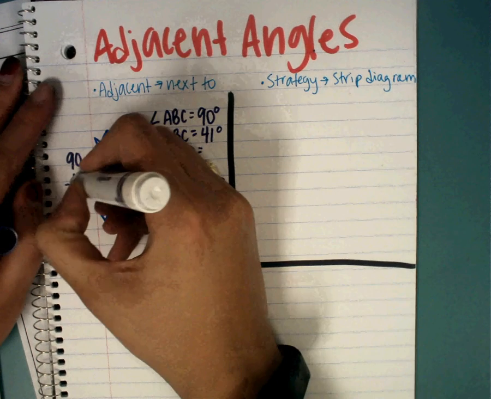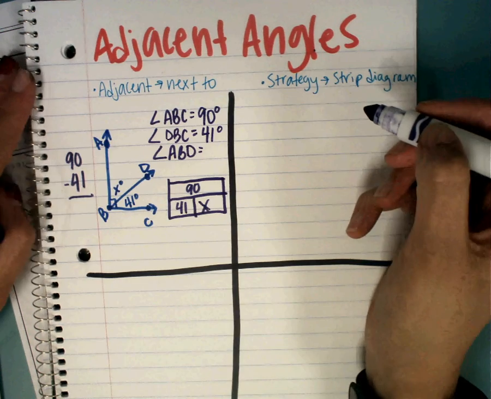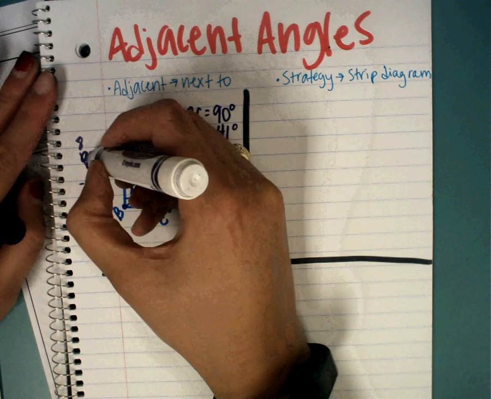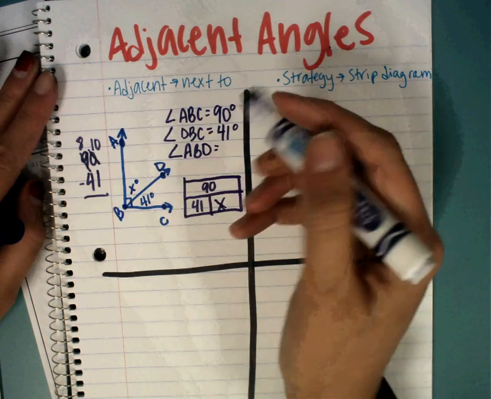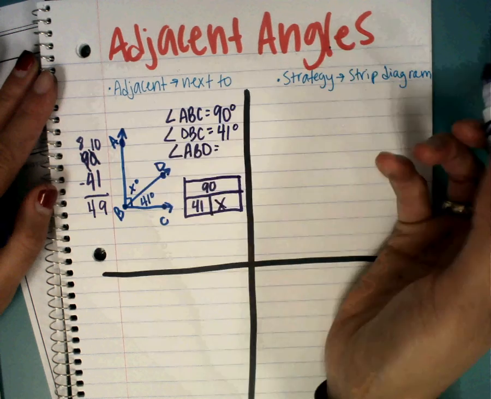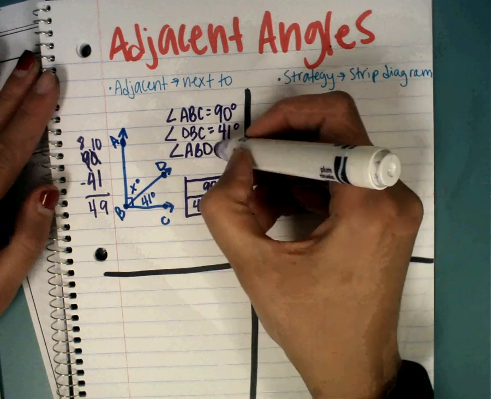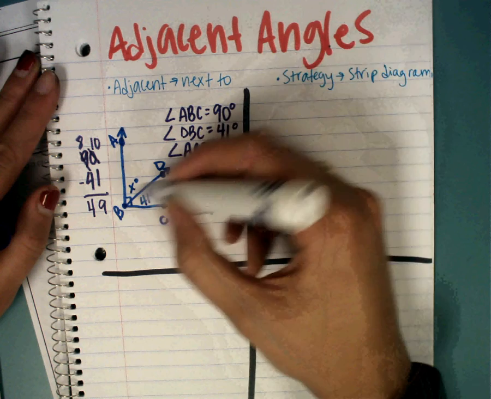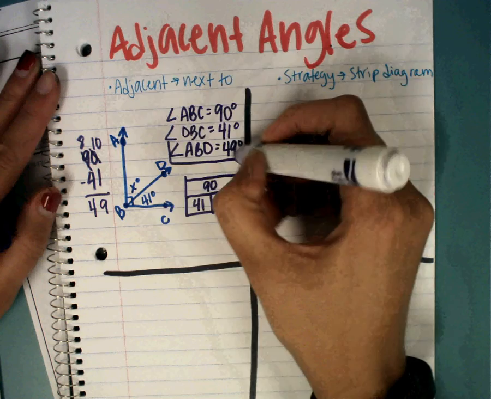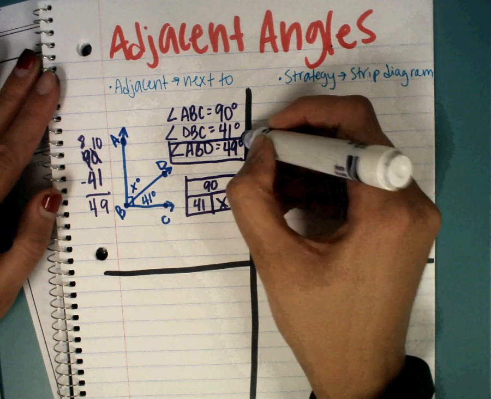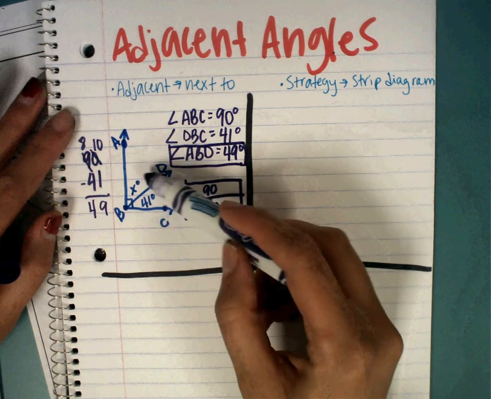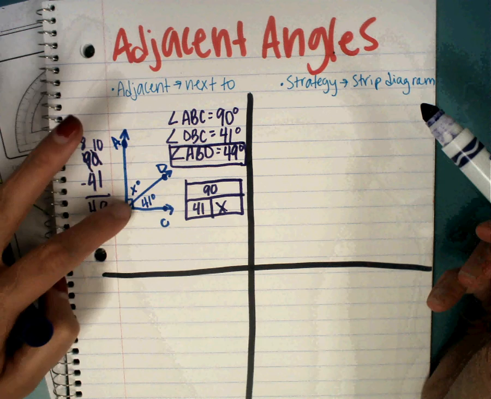What's 0 minus 1? Can't do it. Borrow from the 9. 9 becomes a 8. 0 becomes a 10. 10 minus 1 is 9. 8 minus 4 is 4. So if this angle is 41 degrees, that means that angle ABD, which is x in this case, is 49 degrees. And we're going to put a box around that. Okay? So 49 plus 41 equals 90 degrees, which is what those angles will be together. Because I know that this right here is 90 degrees. That's how we can solve for that.